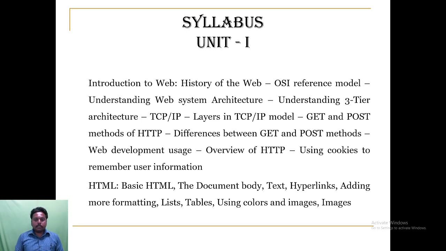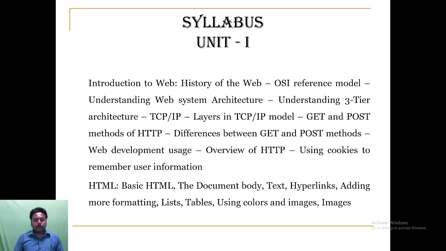Understanding web system architecture. Before we see the web system architecture, what is a web system? A web system communicates the whole in-and-out procedure for internet programming. Next we are going to see understanding three-tier architectures. Three-tier means one is the client, another is the server, and the intermediate medium. It may be a router or some communication medium, or some JPEG or MPEG file, which communicates between both the client and the server.